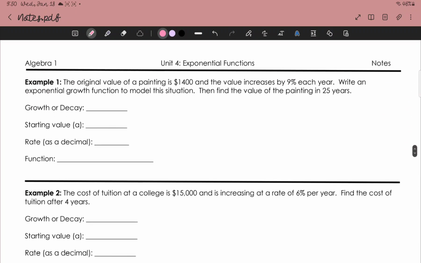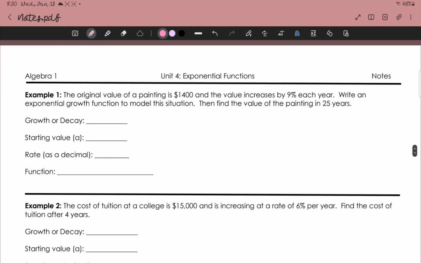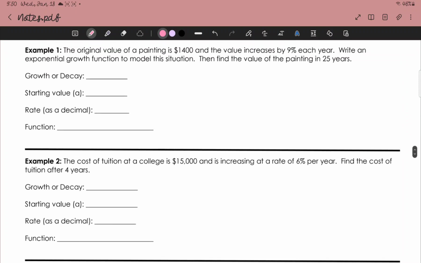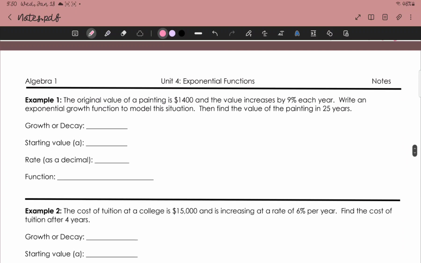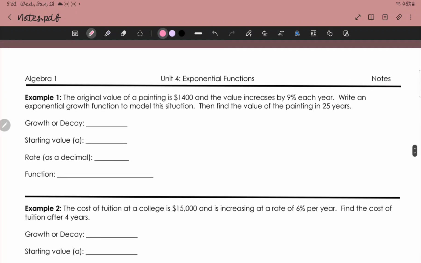You also have examples 1, 2, 3, and 4 for the real world examples. Again, same type of deal, but this time I'm going to ask you to write the function as well. I'm going to do example 1, and you will be left with 2, 3, and 4, which will finish out your day 2.